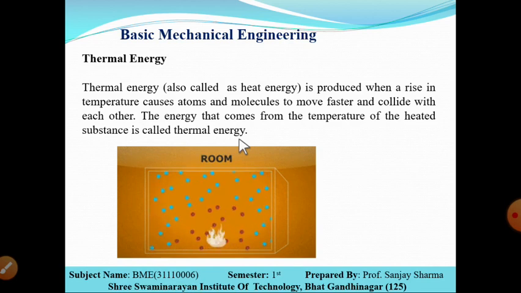A very simple example: when our mother is cooking in the kitchen, suppose in a pressure cooker, she places some rice, and after some duration of time the rice gets cooked. It means thermal energy is applied to it and it changes the form of the atoms.